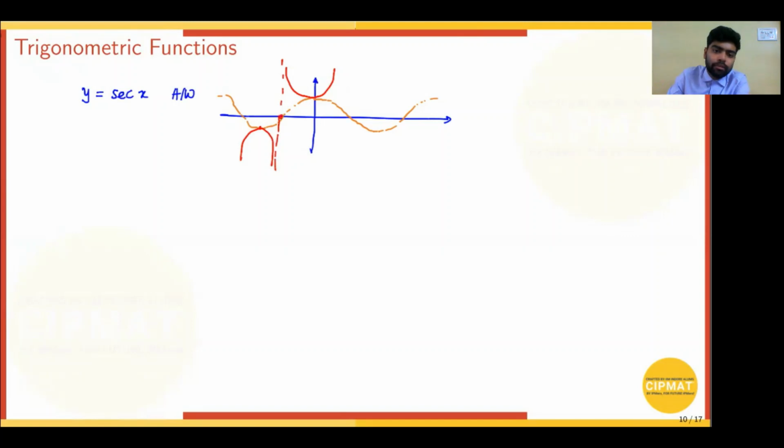Okay, there will be an asymptote over here, and there will be an asymptote over here. This is how the graph of sec x is going to look. I'm not discussing this in detail again. You can see that this is pi by 2, and this is going to be 3 pi by 2.